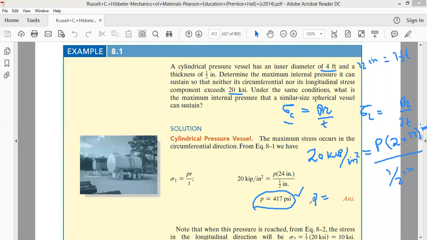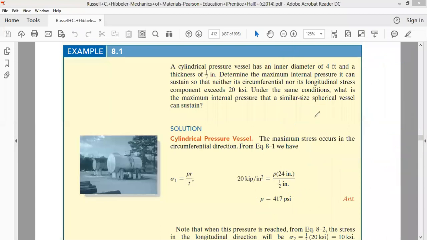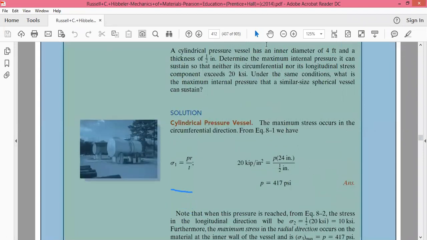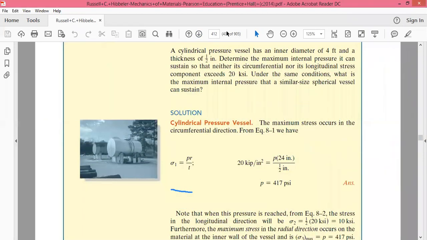I hope that you can do these calculations to obtain the value of P. So this we have obtained. This has been obtained when we have taken sigma equal to PR by T. But we know sigma is also equal to PR by... Sorry, this we have done on the basis of circumferential stress.